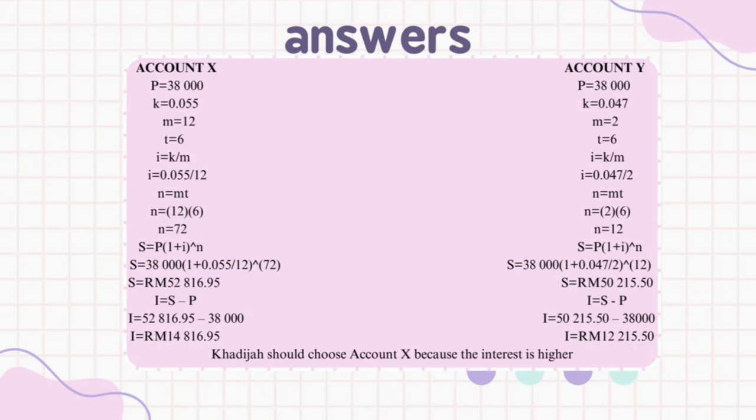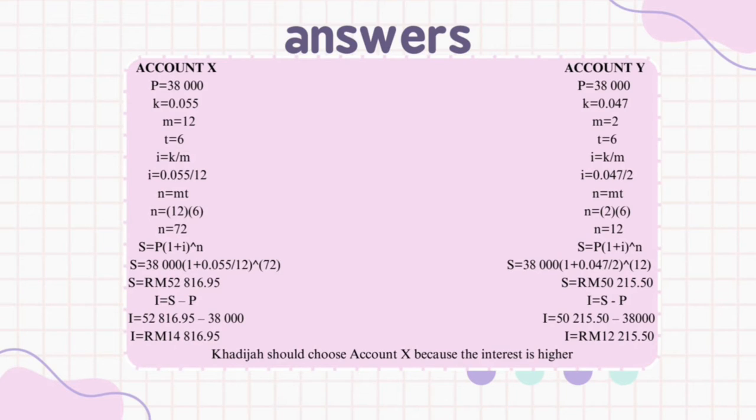Last but not least, we will use the compound interest formula, which is I equal to S minus P. Then we will substitute the values into the formula, I equal to 52,816.95 minus 38,000 equal to 14,816.95. For account Y, we will do the same thing as account X, where we identify the data.